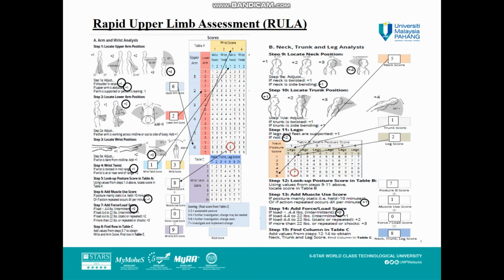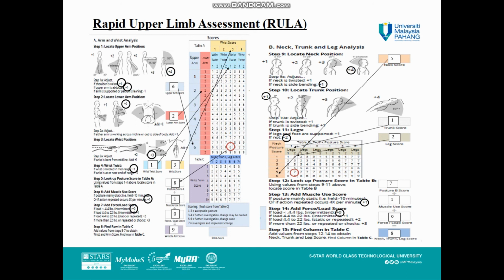Then step 6, add muscle use score. If the posture is mainly static, or if the action is repeated 4 times per minute, we choose +1. Move to step 7, add force or load score. For our case, there is no load, so we just choose +0.